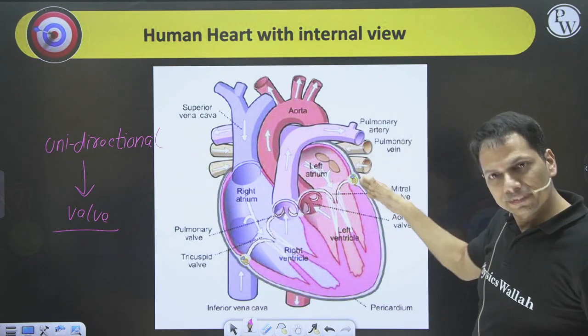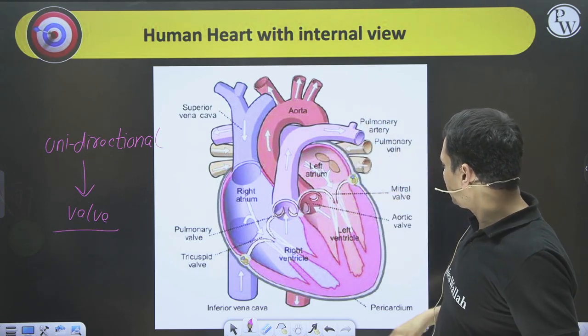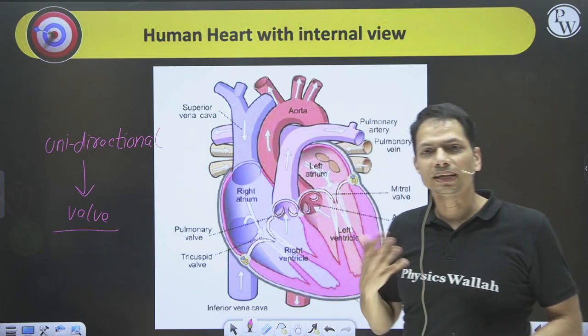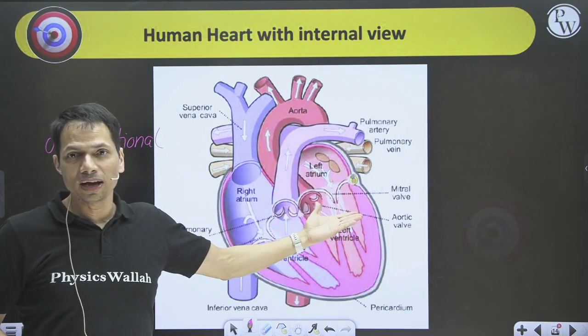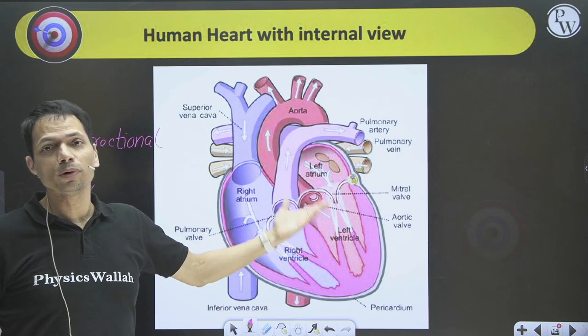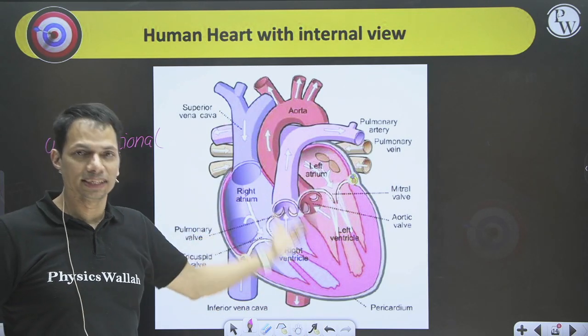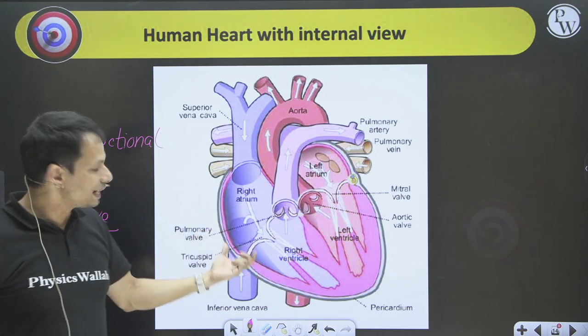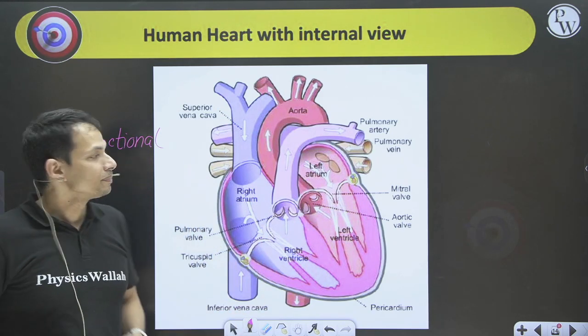On the left side of the heart, between the left atrium and the left ventricle, there is the bicuspid valve. That is, bi means there are two cusps. It is also called the mitral valve. So the mitral valve or bicuspid valve is on the left side of the heart between the left atrium and the left ventricle, and the tricuspid valve is on the right side between the right atrium and the right ventricle.